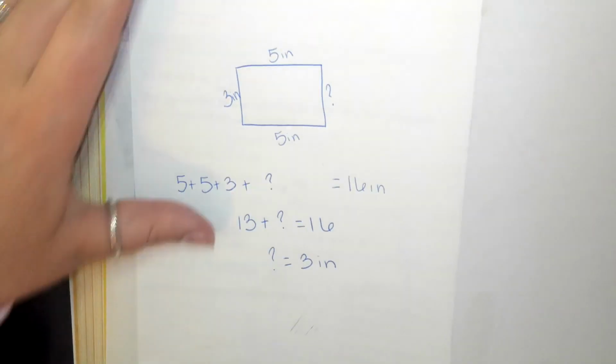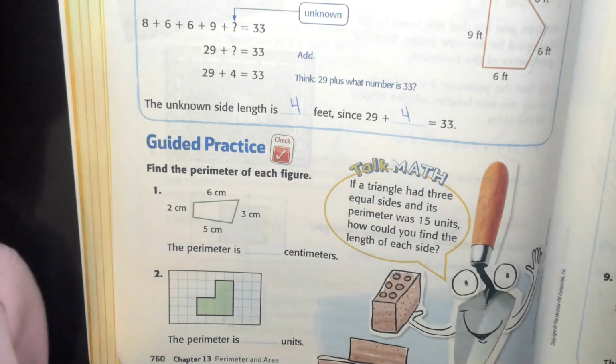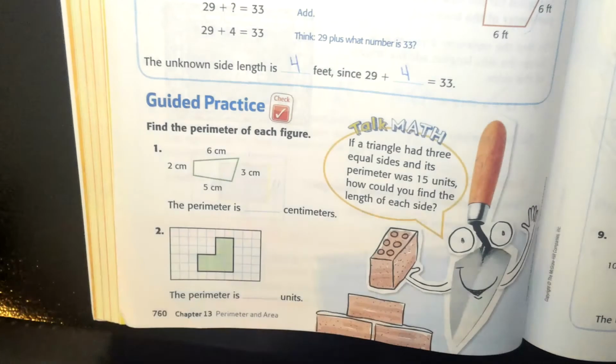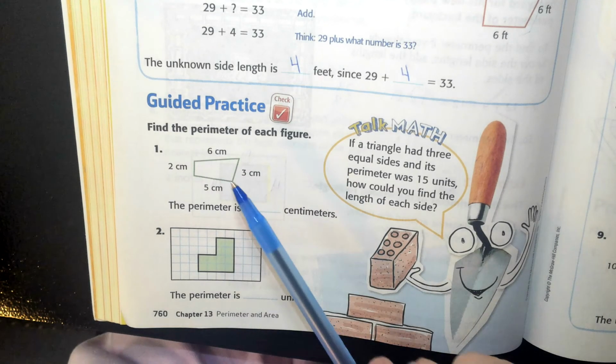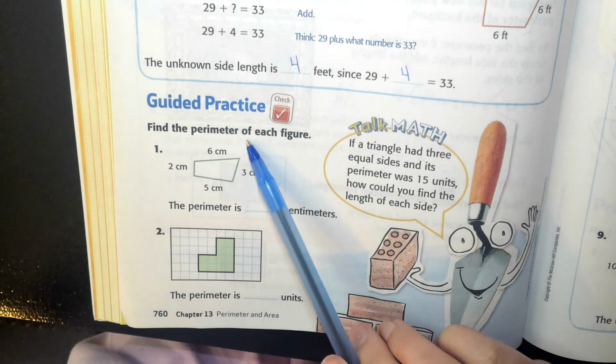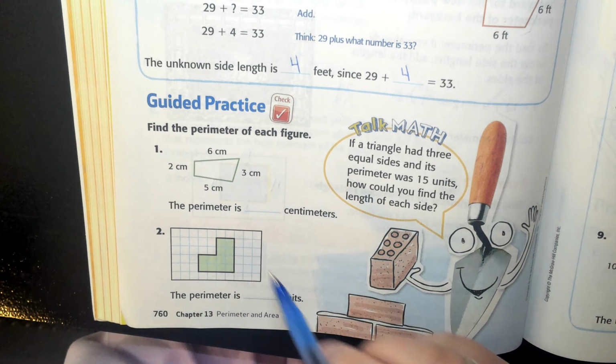Okay? You guys are doing awesome. So down here on my guided practice, we're going to walk through these ones together quickly, and then you guys will be off and running and ready for independent practice. Okay, so with your guided practice, it says find the perimeter of each figure. Remember, perimeter, we just add up the outsides, so let's see what we have.